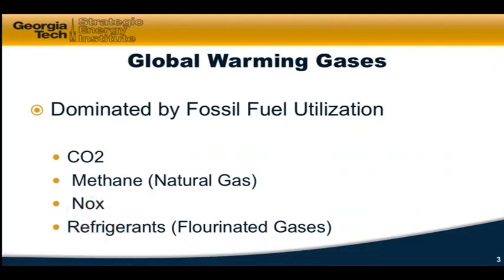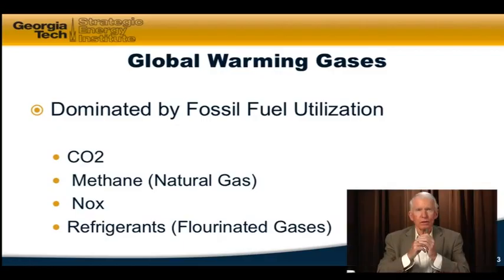The global warming gases that cause the atmosphere to change the amount of solar radiation that is transmitted through the atmosphere is CO2, but it's not the only gas. The other gas that's dominant in producing global warming in our atmosphere and climate is methane, which, as we've said originally, is used interchangeably with natural gas.